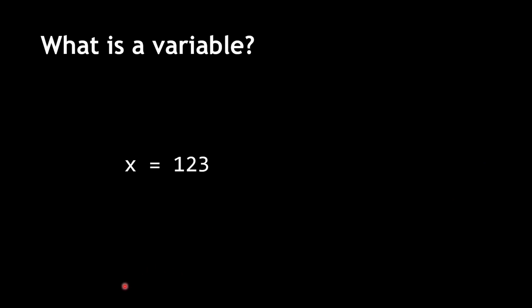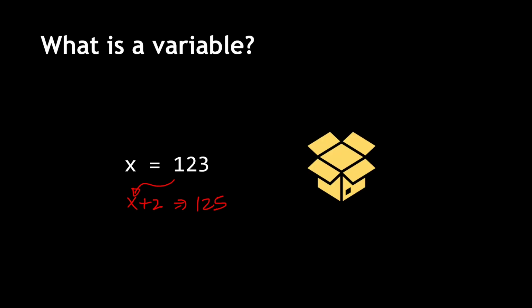Consider the following equation from algebra. Here, we are assigning the value 123 to the variable named x. If I were to write an expression x plus 2, the result of this expression would be 125. This is because you can simply substitute the value 123 for the variable x. Thus, a variable acts like a named container. In this example, the container stores the value 123 and is labeled as x.